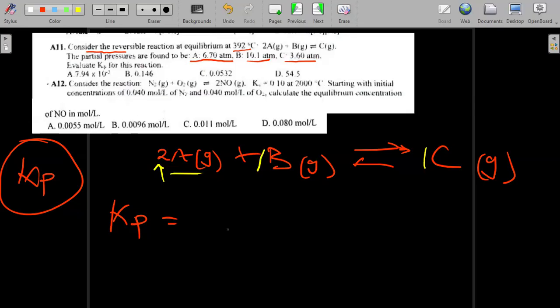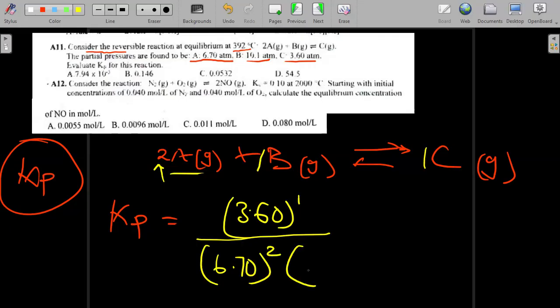So to calculate Kp now, we are just going to replace those quantities with their values. The first one is the C, which is given as 3.6, and we are going to raise this to power 1. We're going to divide this by the pressure of A, which is 6.70 raised to power 2, and then the pressure of B, which is 10.1 raised to its coefficient moles, which is 1. So this is what we have, and then from there we just have to punch the values into the calculator and see what value we're going to get.